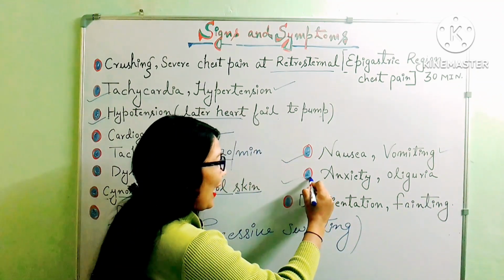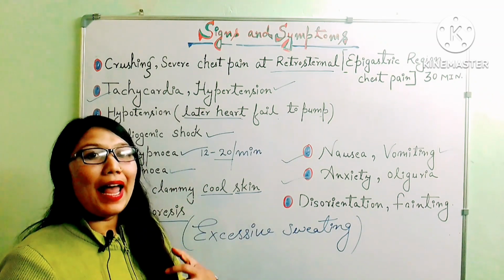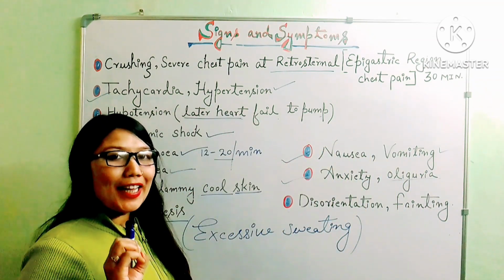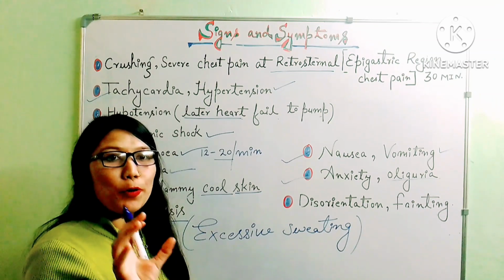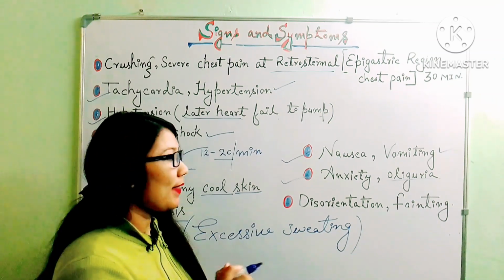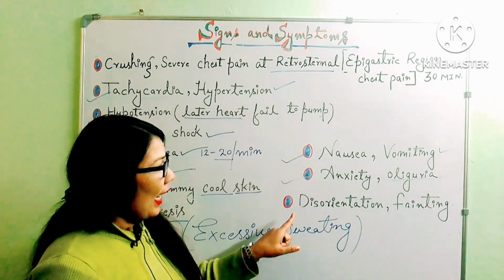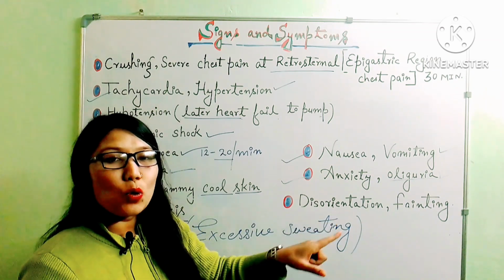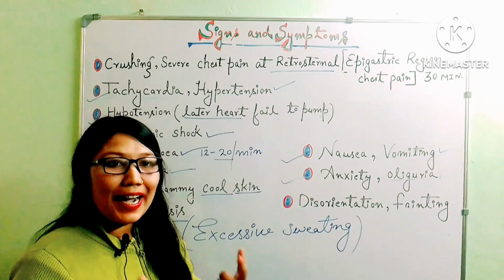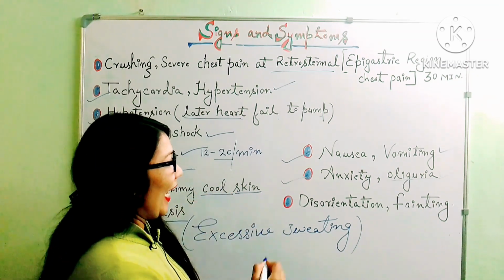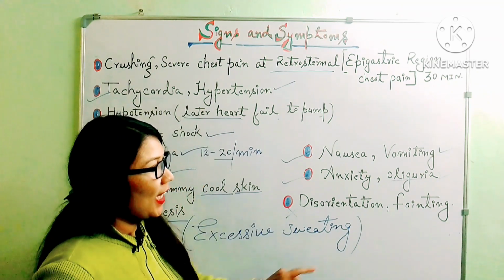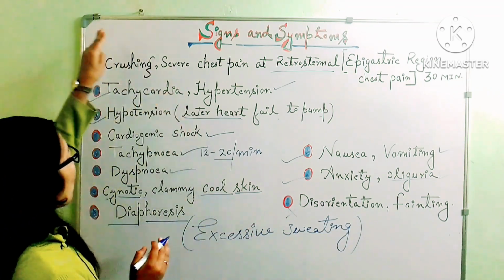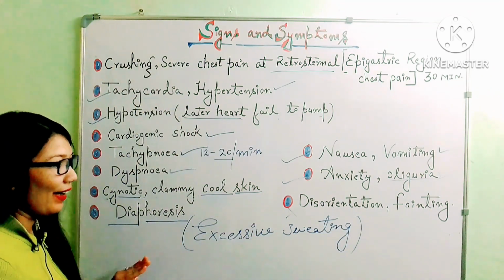There will be anxiety and lightheadedness. Why is there oliguria? Because the heart is not able to pump a sufficient amount of blood up to the kidney, so there will be a low amount of urine. And disorientation: the patient is unaware of time, place or thing, what is happening in his body, where he is standing. He will be totally disoriented. There will be syncope, fainting, at the time of heart attacks. So these are the most important signs and symptoms of heart attacks.